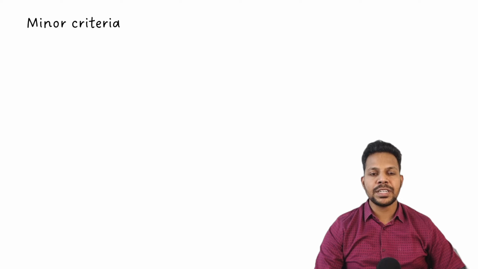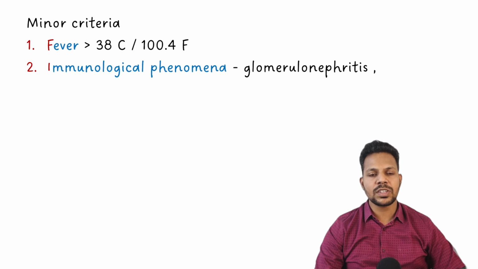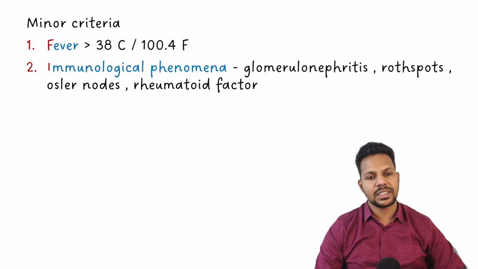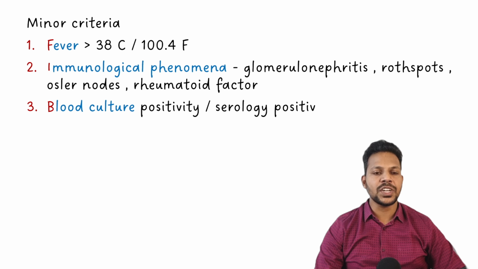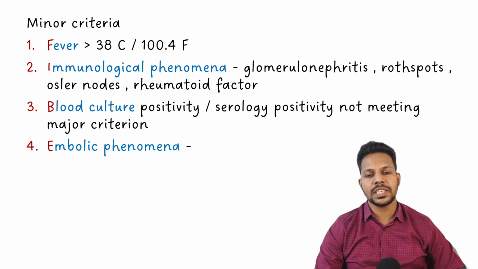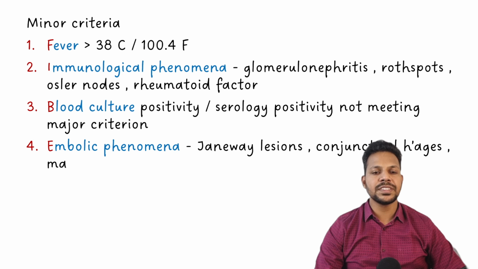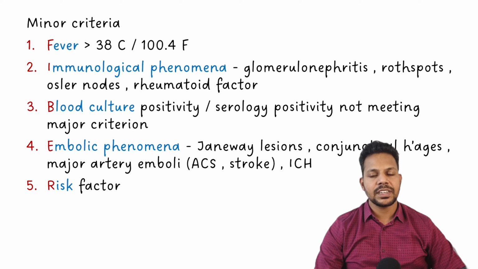Minor criteria can be remembered by using a mnemonic FIBER. F for fever, a temperature of more than 38 degrees centigrade or 100.4 degrees Fahrenheit. I for immunological phenomenon, which we already understood, they are glomerulonephritis, Roth spots, Osler nodes, the presence of rheumatoid factor. B for blood culture positivity or serology positivity not meeting the major criterion. E are the embolic phenomenon, which are nothing but the Janeway lesions, conjunctival hemorrhages, major arterial emboli resulting in acute coronary syndrome, stroke, or intracranial hemorrhage. And lastly, R for risk factor.